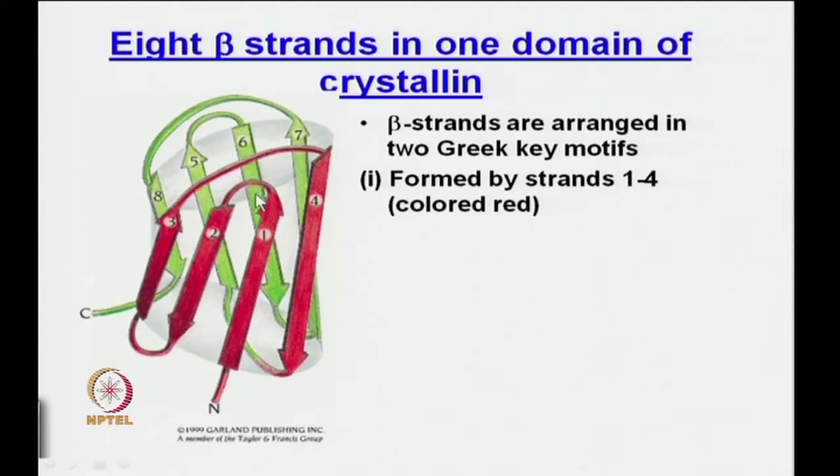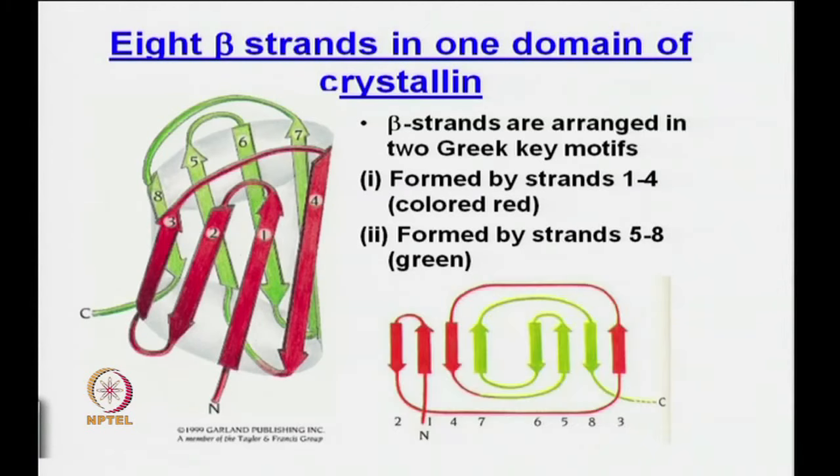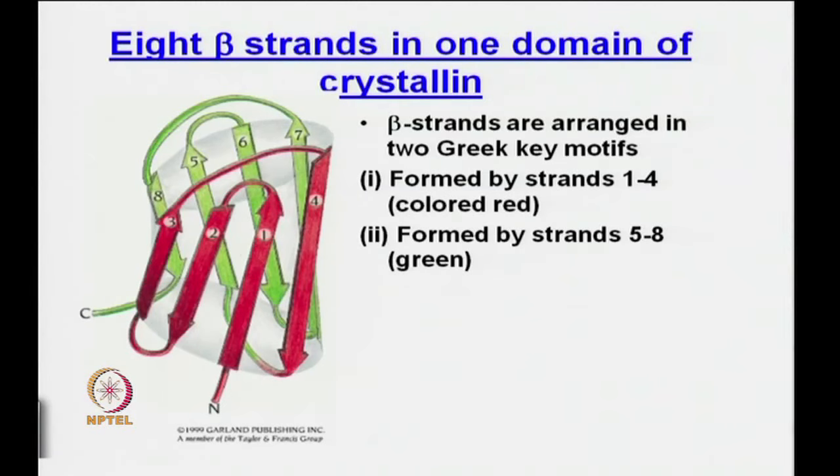So, remember we are looking at only one domain, 2 Greek key motifs. This one domain is colored red and is made up of strands 1 to 4, then the other domain, the green ones, is strands 5 to 8. Now, let us think about the topology. How do we figure out the topology? There are 2 ways to figure out the topology.